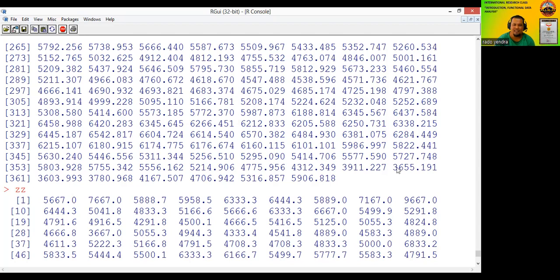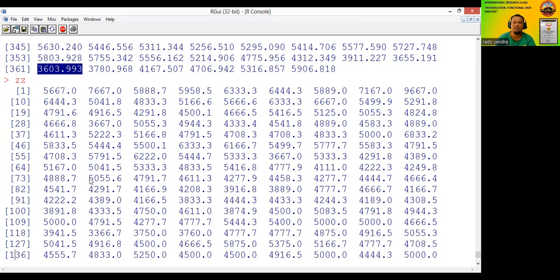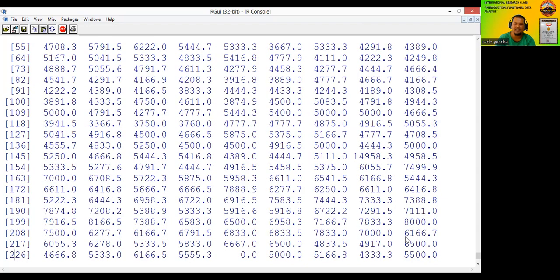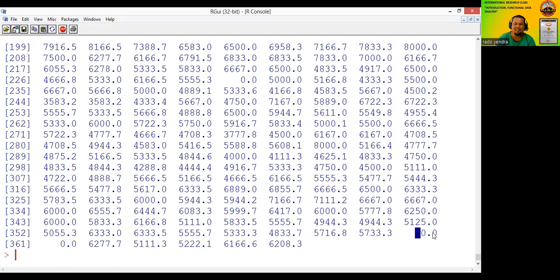Okay, like this one. This is the data for 360 days, and this one is the data for 361 days. So it means if you have a problem with missing values in the real data, you can estimate the data by using functional data analysis.